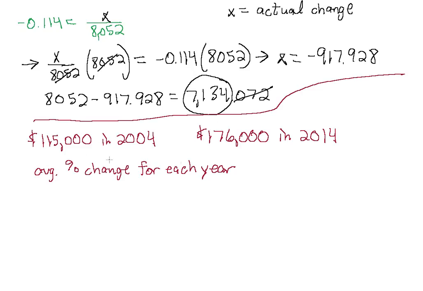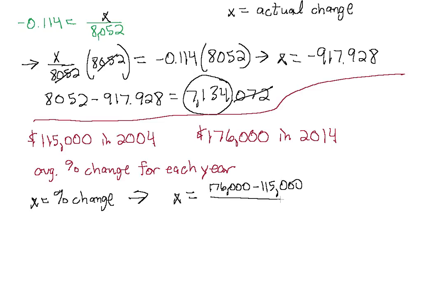We want to find the average percent of change here, so we're going to let x equal the percent of change. We don't see a percent anywhere in the information we're given, so a percent is what we're going to want to find. So x equals, in our percent of change equation, the actual change over the original amount. The actual change is going to be the final amount, 176,000, minus the original amount, 115,000, divided by the original amount, which was 115,000.